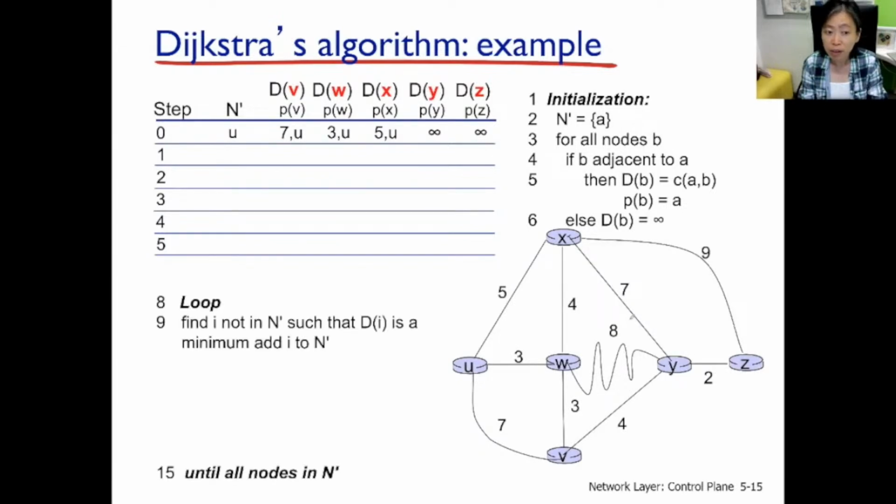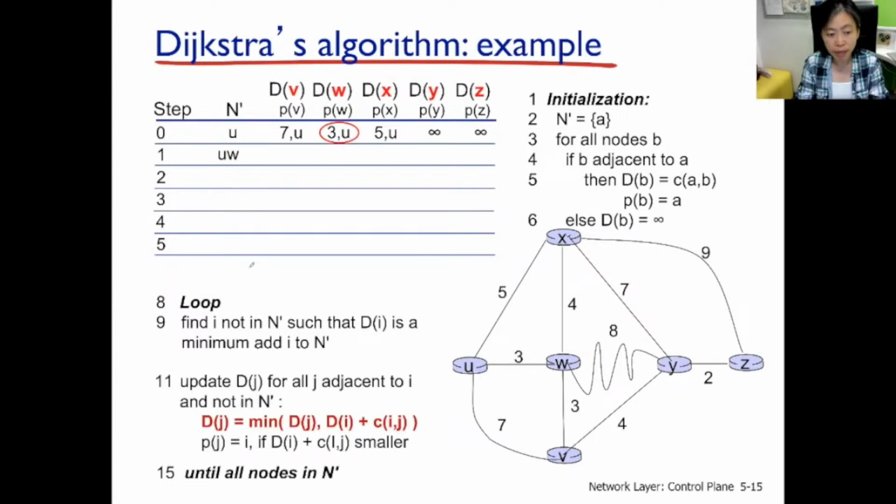Now, entering the looping phase. First thing we do in the looping phase is what? To find the I that is not yet in M prime such that the shortest distance to I is the minimum, and we add that I to M prime. So let's go over the D of I: 7, 3, 5, infinite, infinite. Which one is the minimum? Yes, 3 here is the minimum. Therefore, I is W this time, and we'll include I into the M prime set.